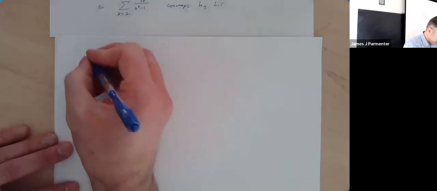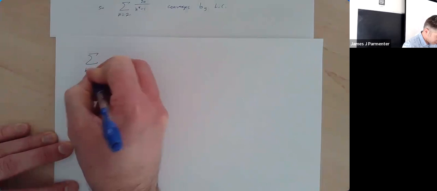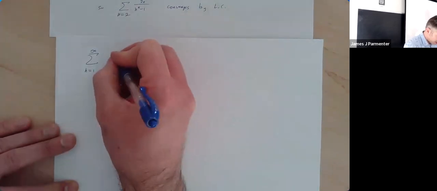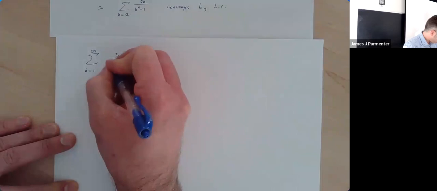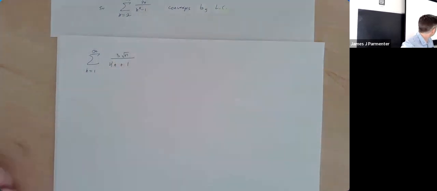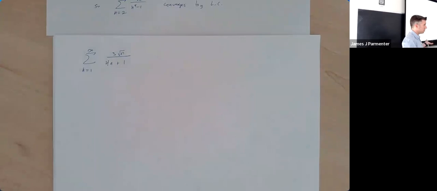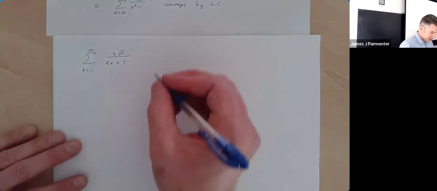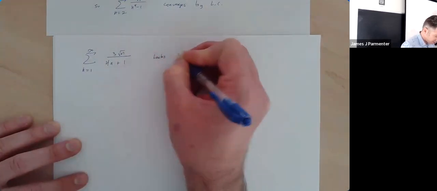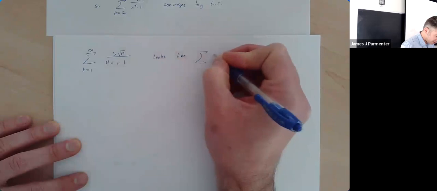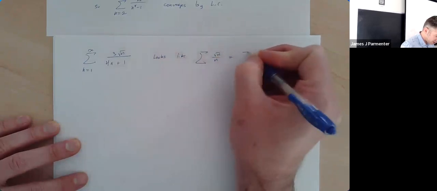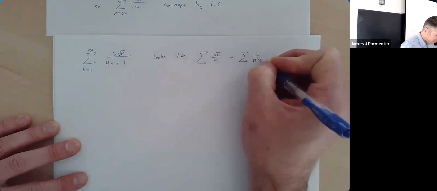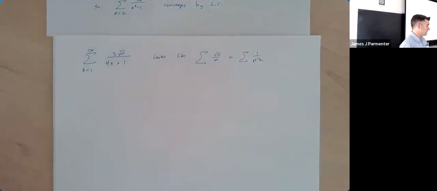So let's see. Let's say we have the sum from n equals 1 to infinity of 3 times the square root of n over 4n plus 1. So just like before, I'm just looking at the highest power of n on the top and the bottom. So this to me looks like the sum of the square root of n over n, which is the sum of 1 over n to the 1/2, which is a convergent or divergent series? Right, divergent. The divergent p series, our p is less than or equal to 1.